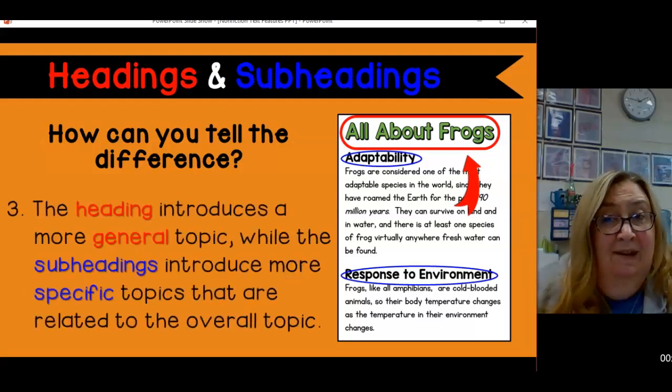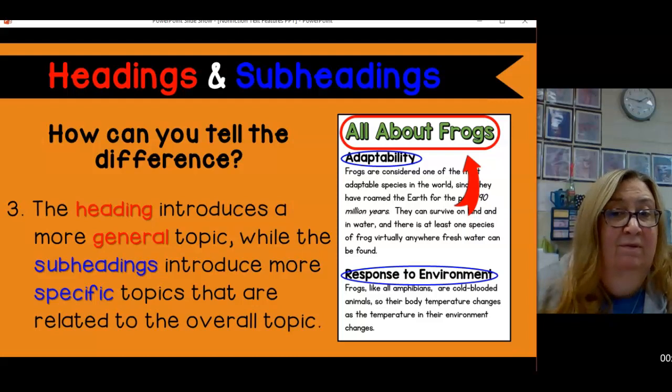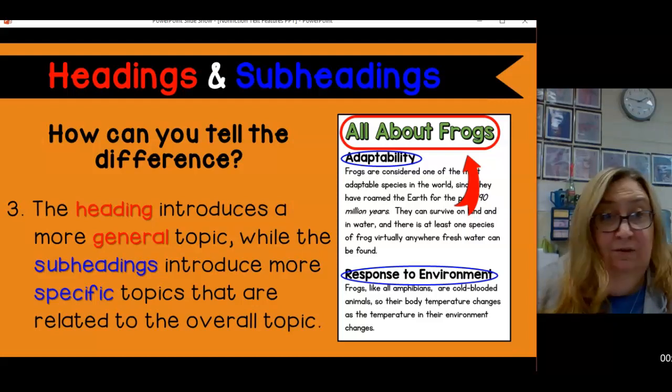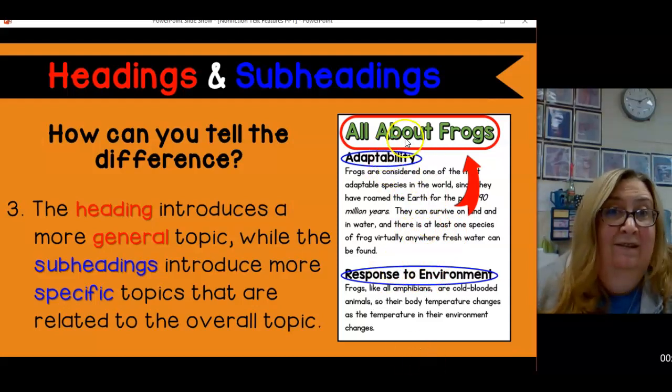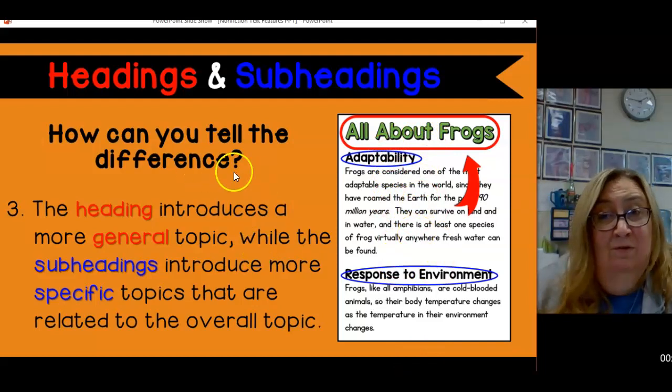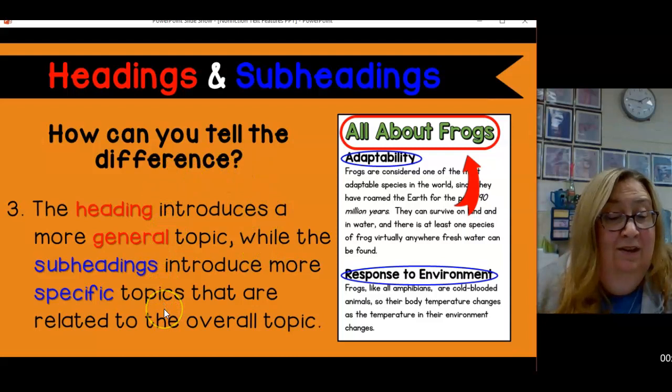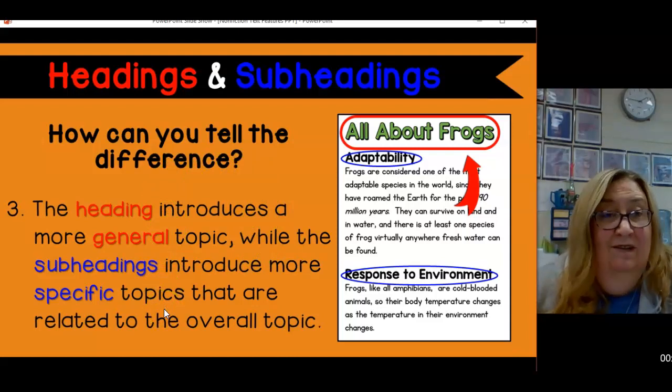And finally, the third way is the heading introduces a more general topic, while the subheadings introduce more specific topics that are related to the overall topic. So this text has to do with this subheading. This text has to do with this subheading. Both subheadings and all of its text have to do with all about frogs. Pause your video so you can copy this into your third way that you can tell the difference.